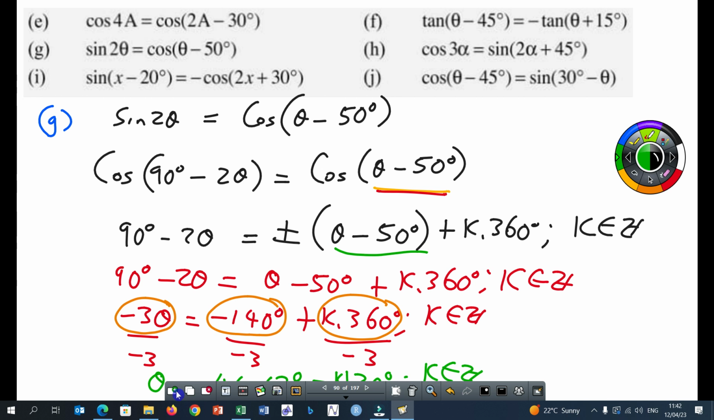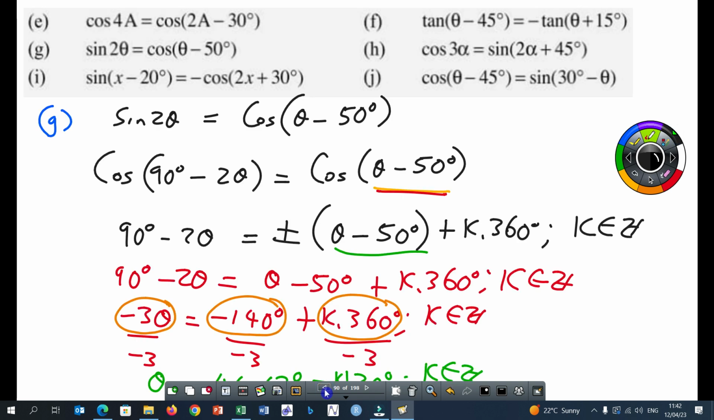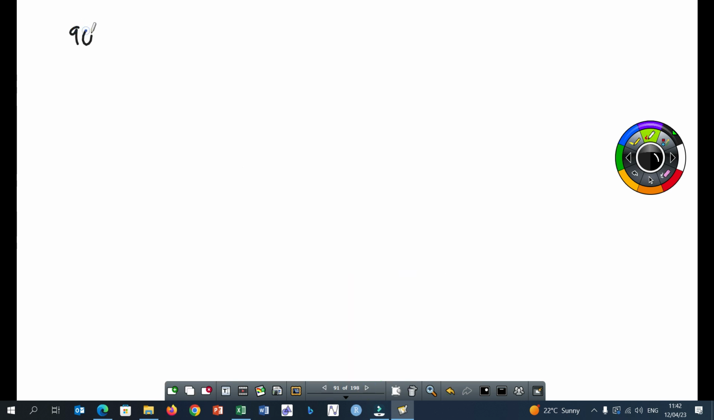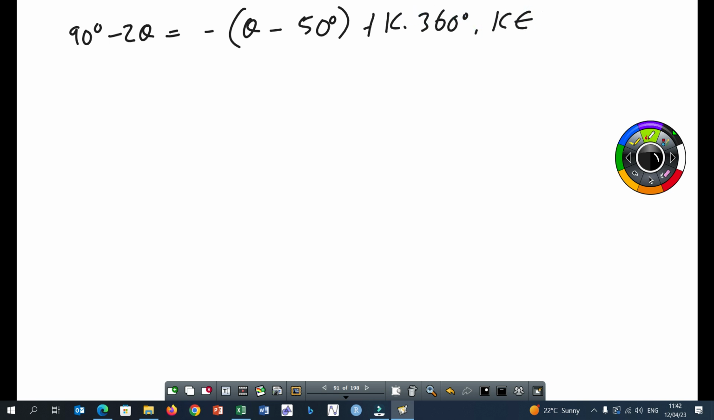So the negative of that angle, we will have 90 degrees minus 2 theta is equal to minus theta minus 50 degrees plus k times 360, where k is an integer.